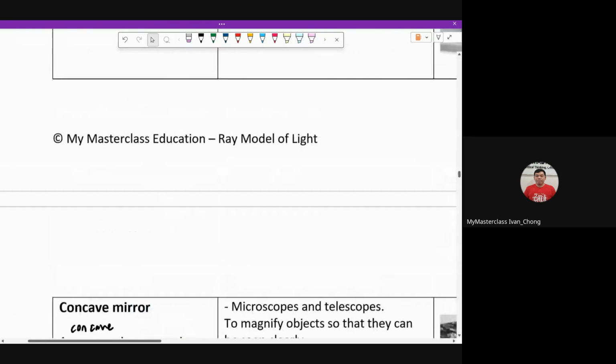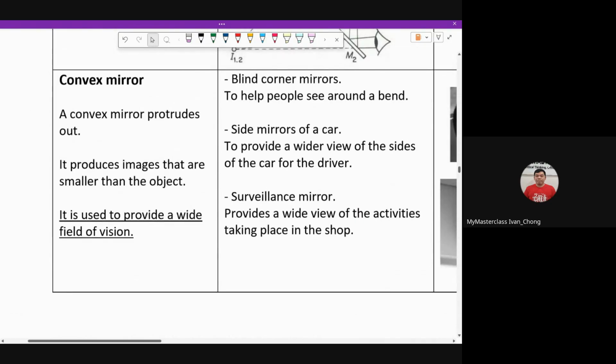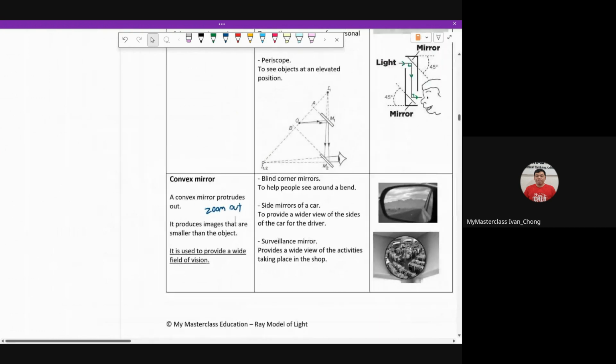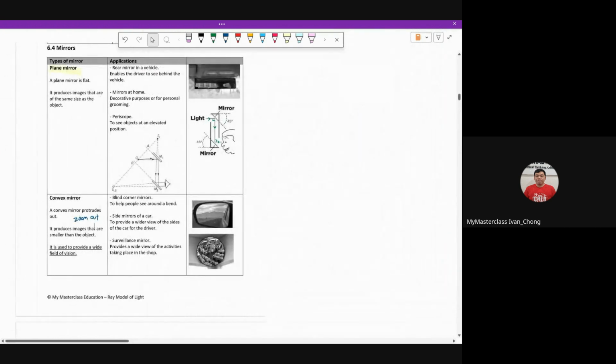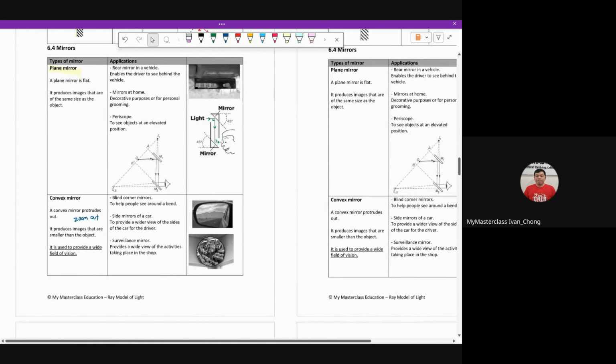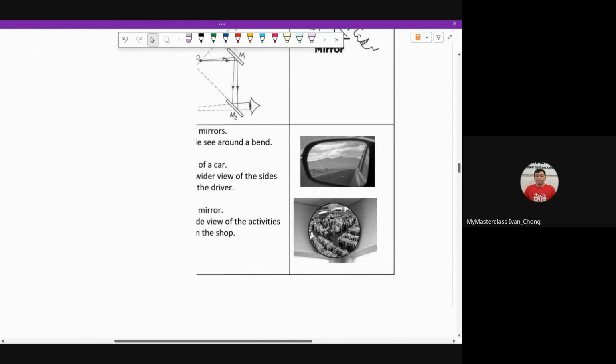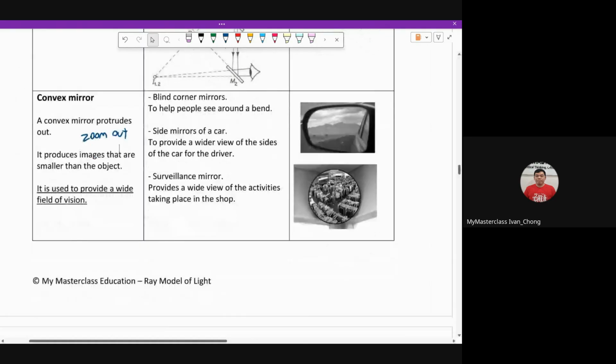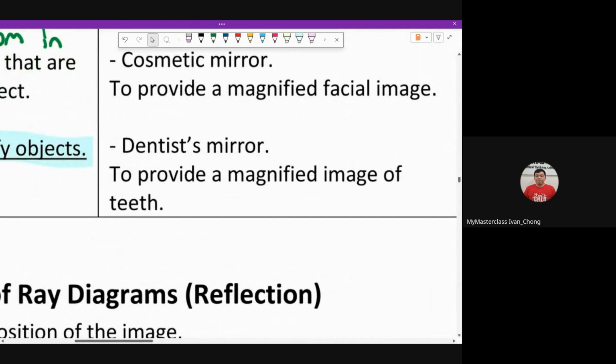Okay? And in reverse, your convex mirror itself, instead of zooming in, we will now want to zoom out. So when we zoom out, what can you do? You will see that your image becomes smaller, but you can actually see more things now. So because of this, your convex mirror is for you to see things from different perspectives. So you can see more things, but they are a little bit blurrier or less clear. Compared to when you zoom in, it becomes clearer, but you now see less things.